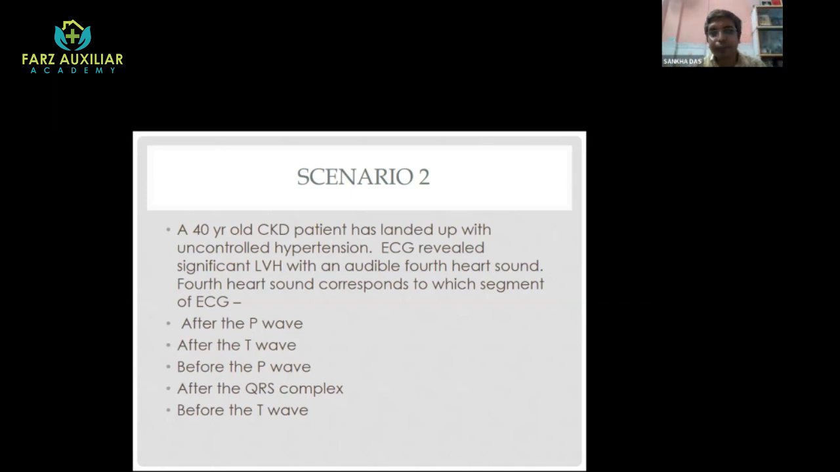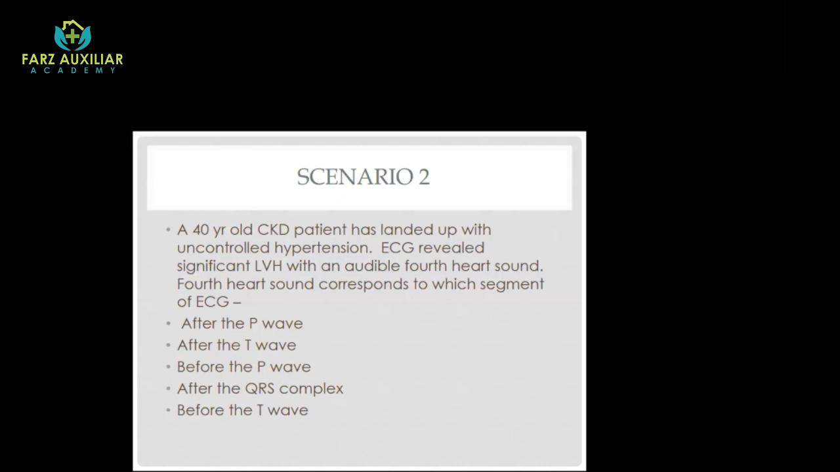Fourth heart sound. Does it happen during systole or during diastole? This is my basic question to all my students. When does the fourth heart sound happen? Is it a systolic sound or a diastolic sound? Late diastole. Very good. It is a late diastolic sound. So it will happen just before S1. It is what we call a pre-systolic gallop. It happens in late diastole.